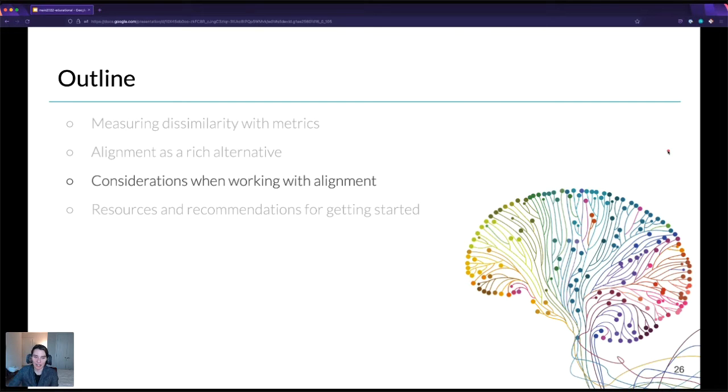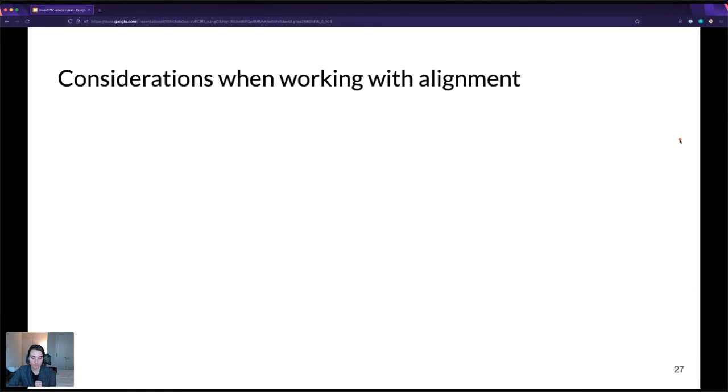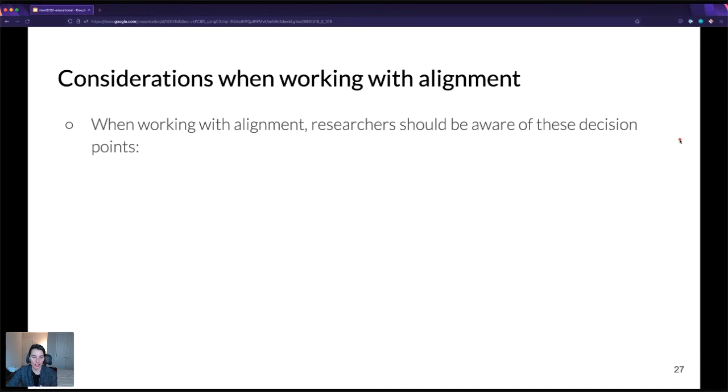It seems like a really broad direction, but there are some, I think, major stumbling blocks that hit a lot of folks when they're considering working with alignment that I wanted to point out before we think about how we could actually get started with it in our own work. So when you're thinking about working with alignment, there are a few high-level concerns that arise, and I think we could frame these as decision points, really.